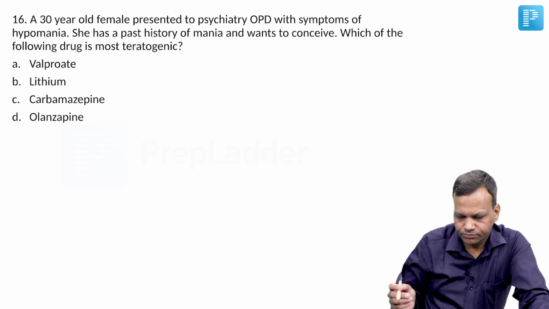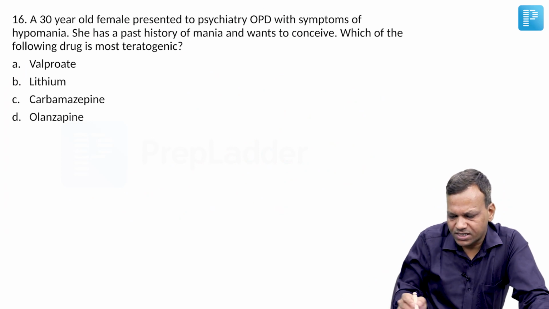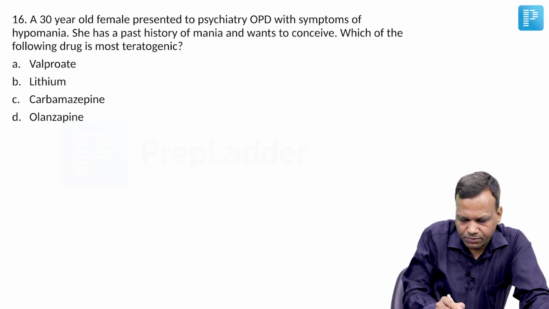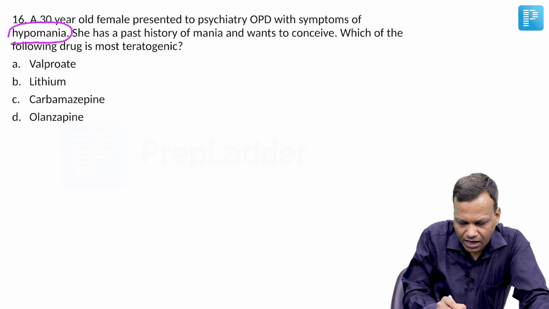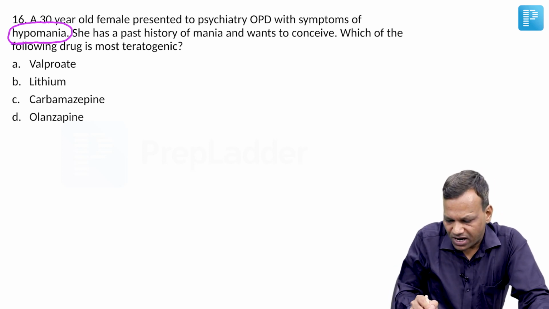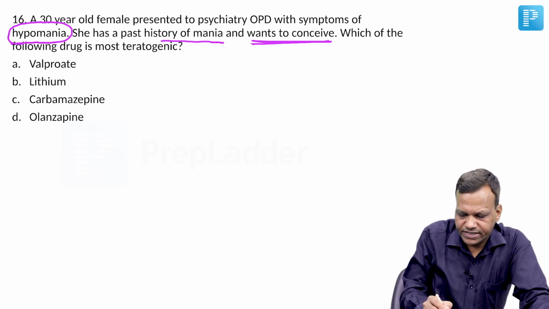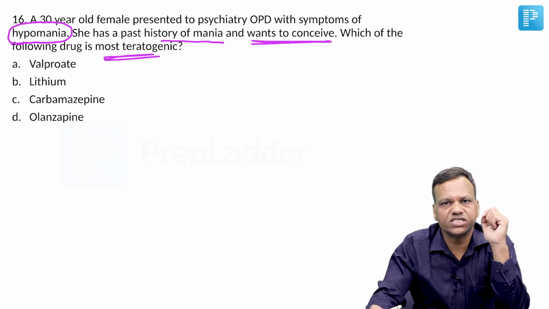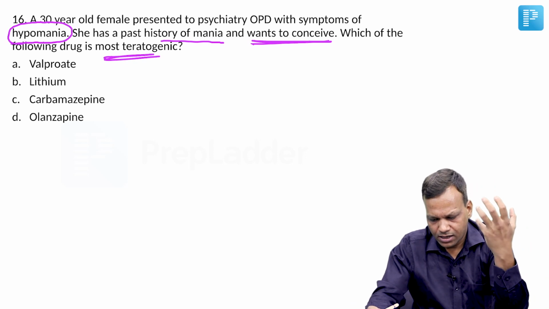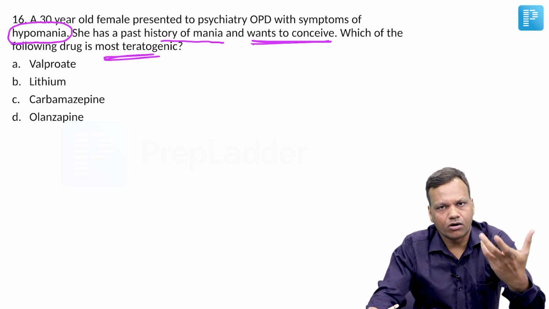Moving to next question. A 30-year-old female presented to psychiatry OPD with symptom of hypomania. There is hypomania. The past history of mania is there, and she wants to conceive now. Which drug is most teratogenic? So simple question is, which is the most teratogenic drug used in bipolar disorder or mania?